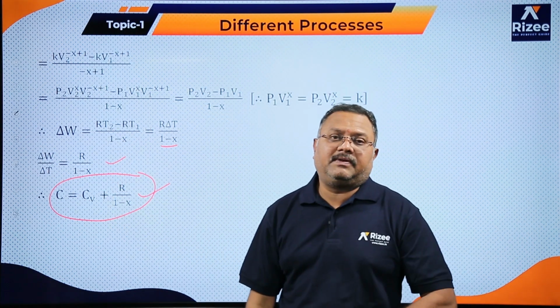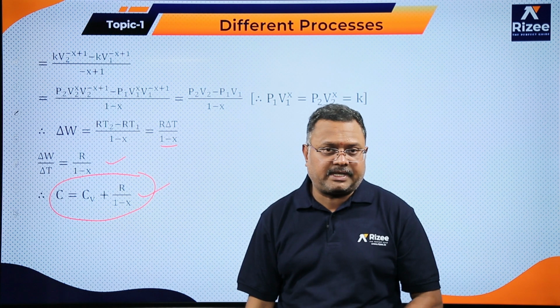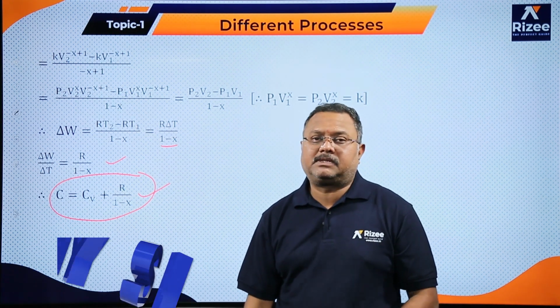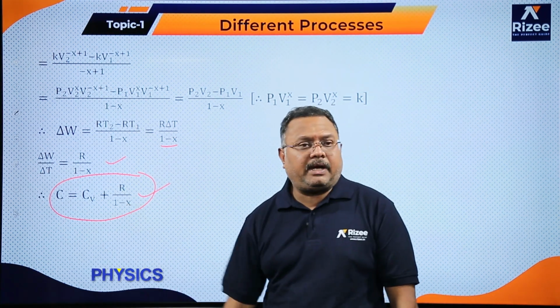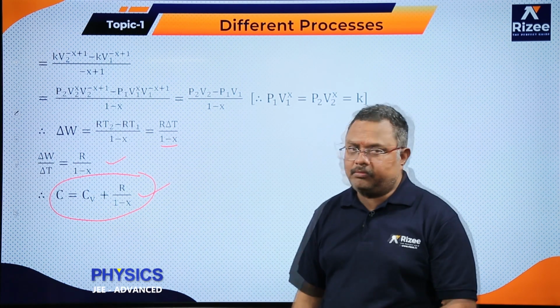This is what he has asked us to prove in the first question. In the first question, he has given the relationship PV^x = constant, and he has asked us to prove that the molar specific heat C is equal to Cv plus R by 1 minus x. This is what we have proved.